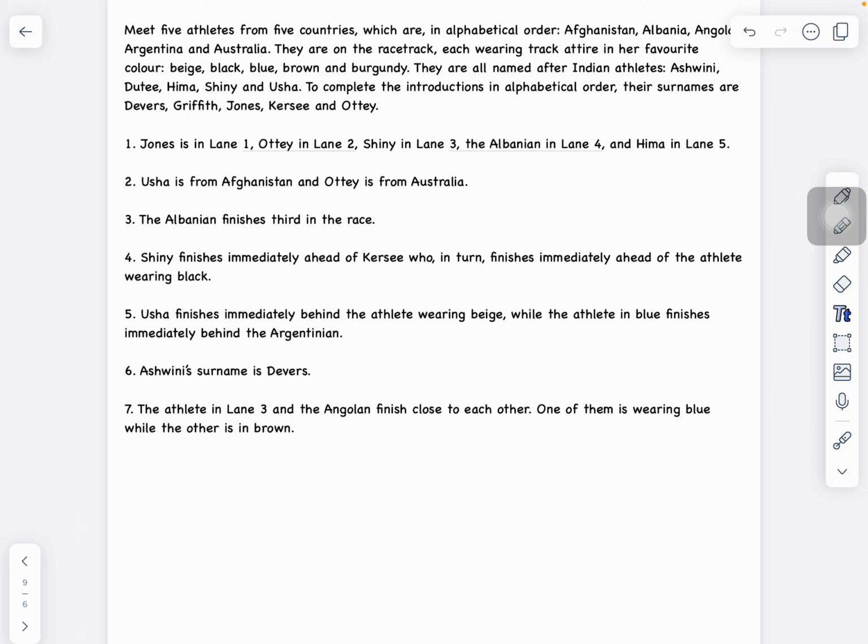So in point number 1, they've given Jones, which is a second name. Otti is a second name that they've linked to the different lanes. But Shiny is a first name that they've linked, and then the other point is Albanian is in lane 4. That's a country that they've linked to lane 4. So I see that this is one variable which is linked to multiple variables. So what we can do is we'll start with this variable first, the track number. So it will be easy for us to merge all the other variables into this.